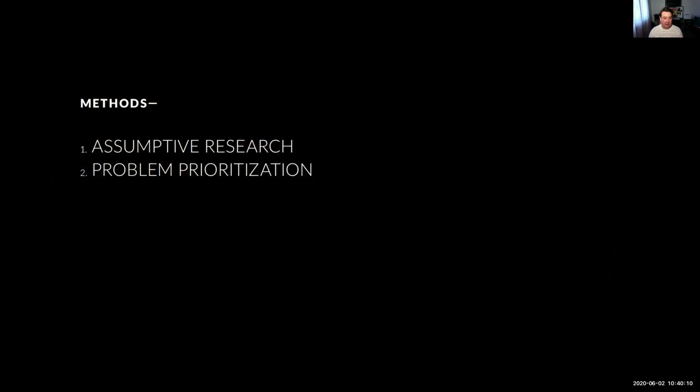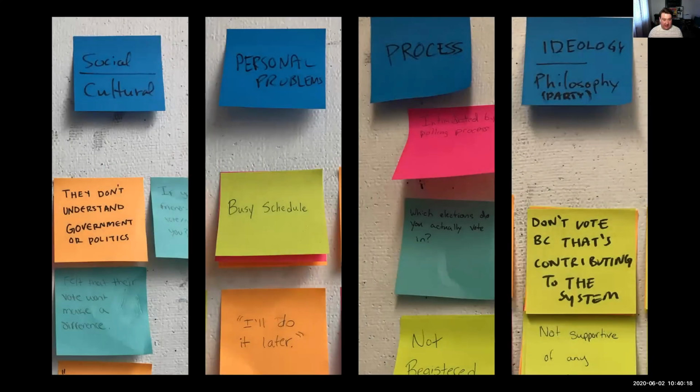Next, they moved on to problem prioritization. Students outlined trends in their assumptions and created thematic areas from which to develop interview questions. These themes that were identified as areas of focus were personal problems, social and cultural factors, the voting process, the act of voting, ideology, philosophy, and party identification, physical limitations, and finally, the media. Here you see just a close-up view of how they use that workshopping process to look for redundancies and to organize their assumptions into these areas of focus.